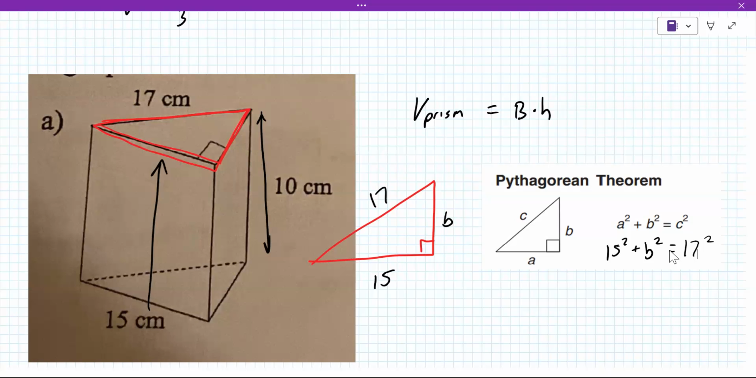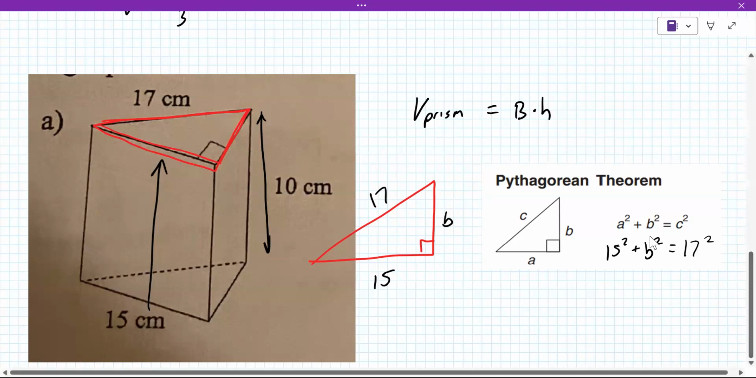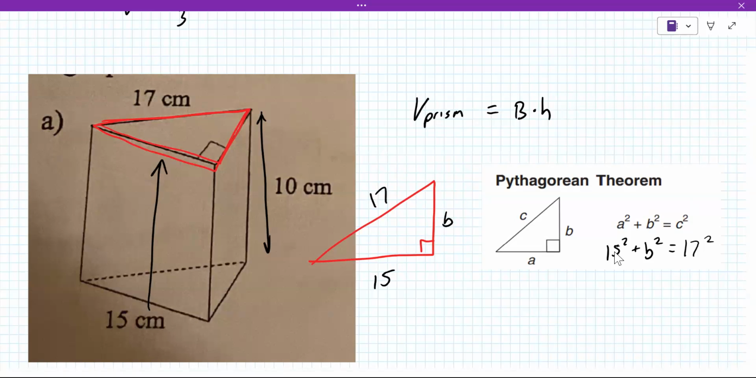Can you tell me what you're doing, Sourish? Yeah, I know what it is. 225 is 15 squared and 17 squared is 289. So 225 plus B squared equals 289. Keep going. You're almost there.